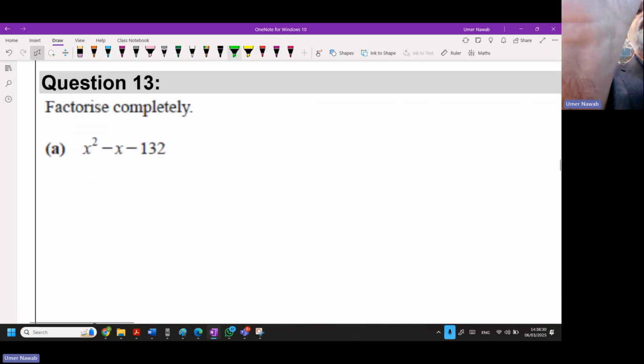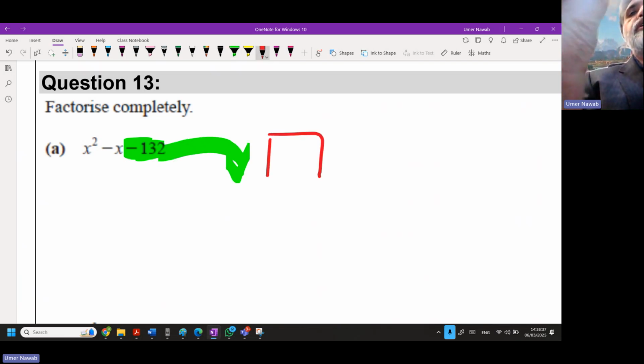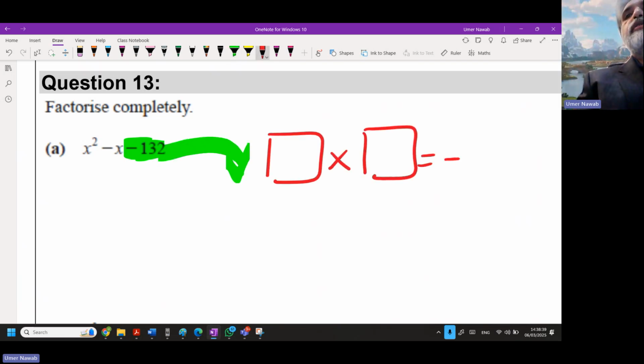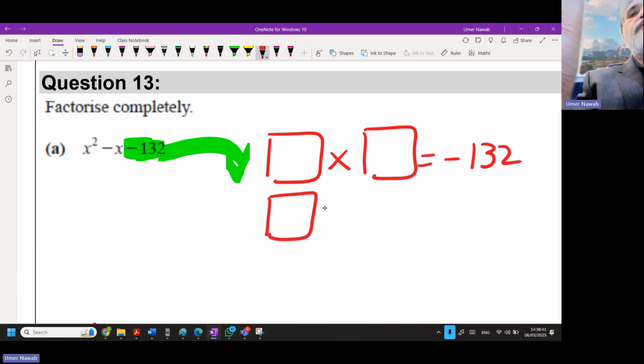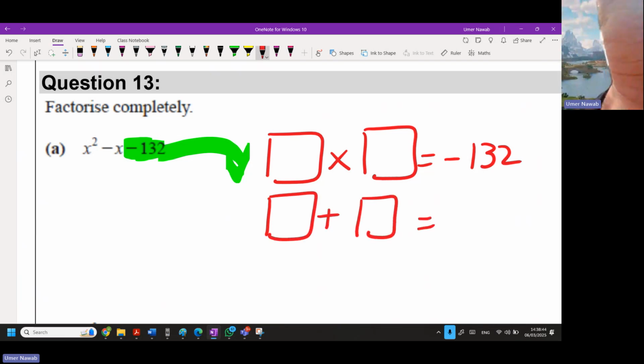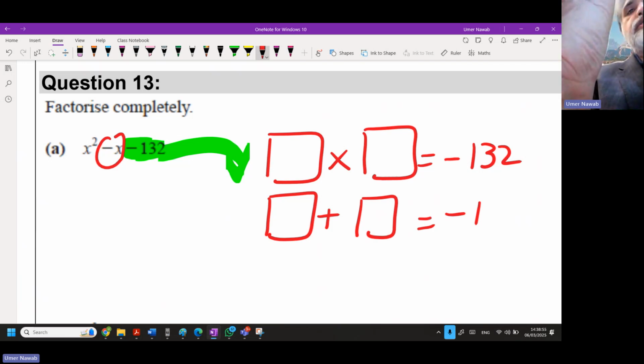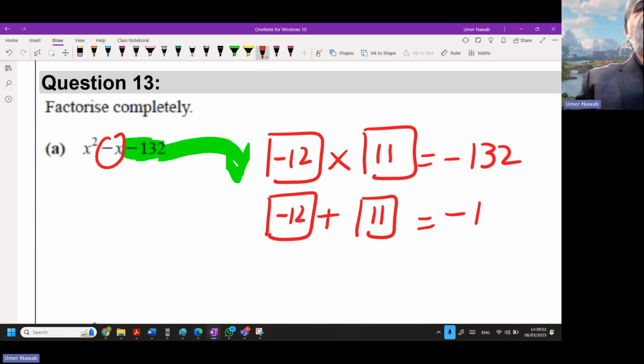Now, the next question is again a quadratic trinomial. What is the number here I have? Minus 132. So guys, think of the two numbers. When we multiply them, it should give us minus 132. And when we add the two numbers, we should get this number, which is negative 1, because along with x, it is negative 1. So what are the two numbers? It is again hit and trial technique. The calculator is allowed. So minus 12 times 11, and minus 12 plus 11 will give you negative 1.